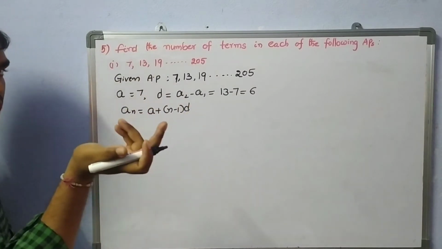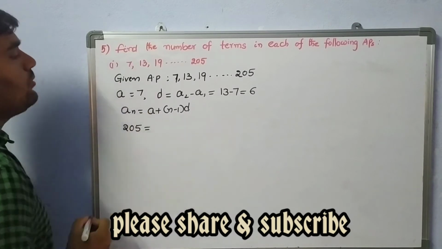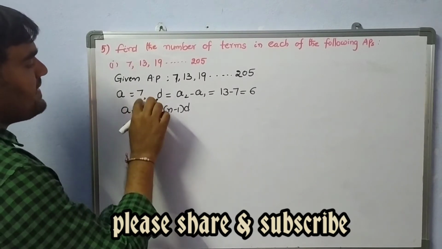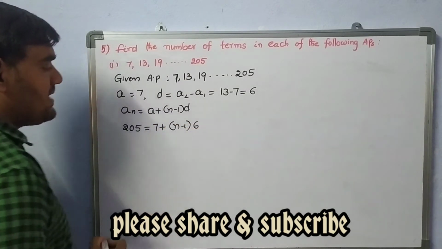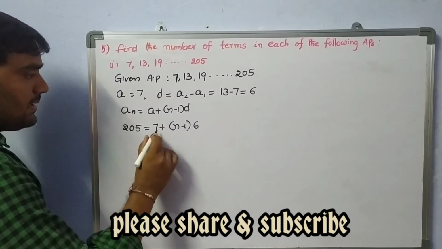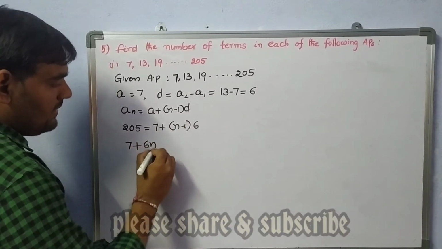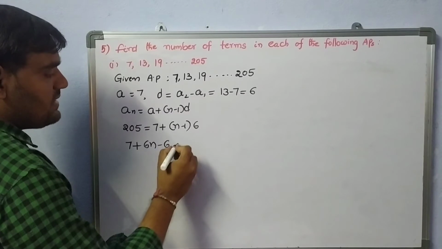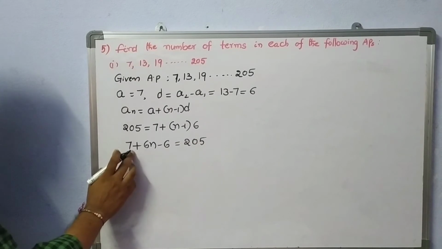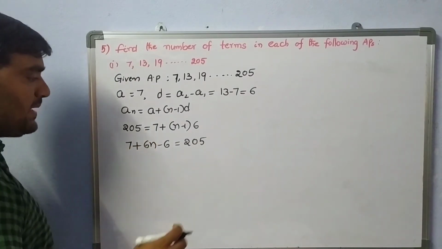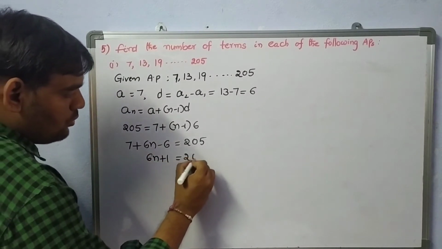That is, the nth term of the arithmetic progression, here 205. So 205 is equal to a plus, the a value is 7, plus n minus 1 into common difference d. This can be written, for our convenience, as 7 plus 6n minus 1 into 6, which is equal to 205. 7 minus 6 means plus 1. So here 6n plus 1 is equal to 205.